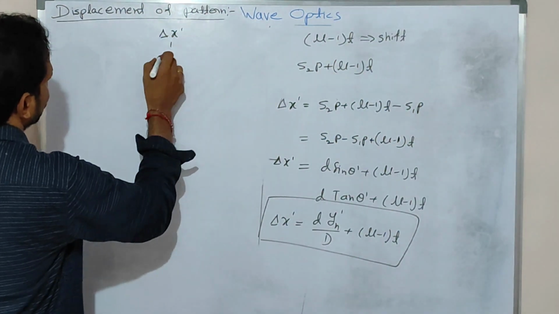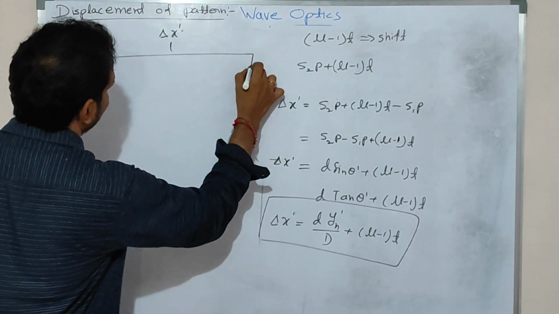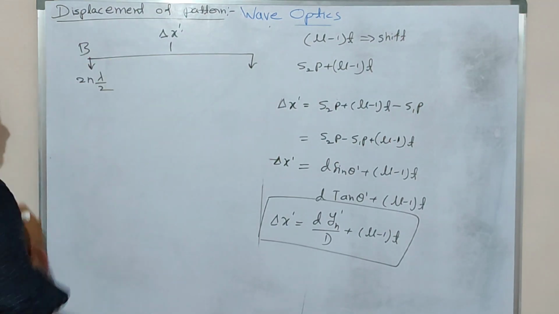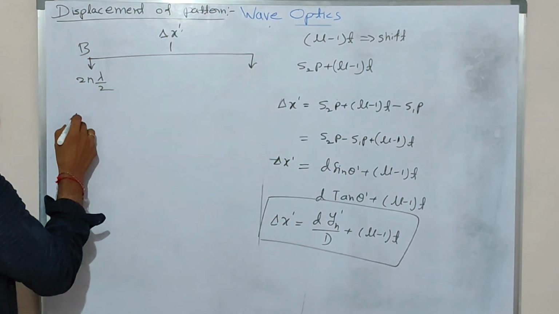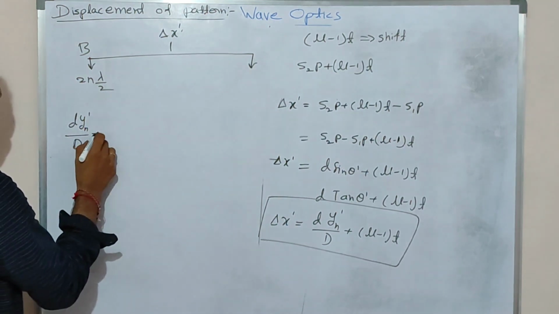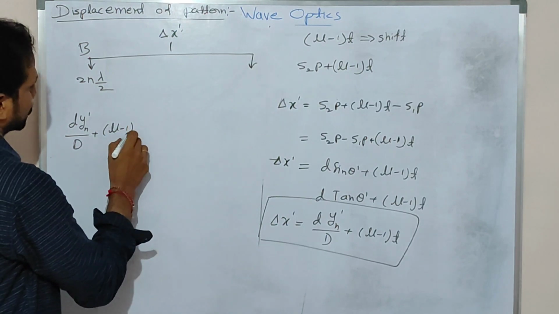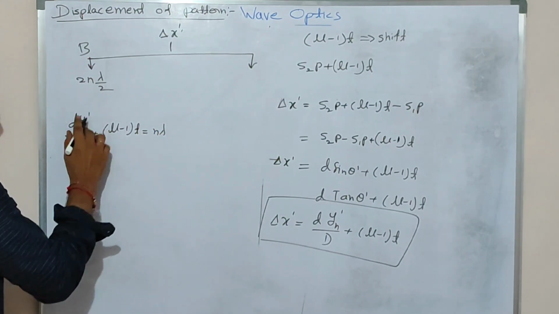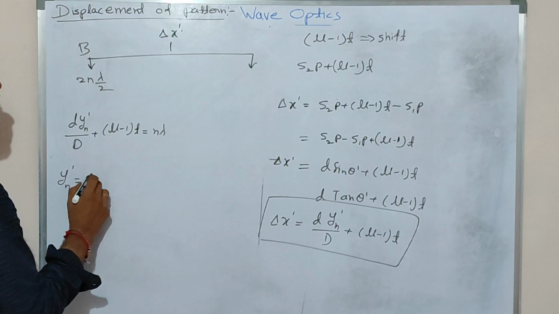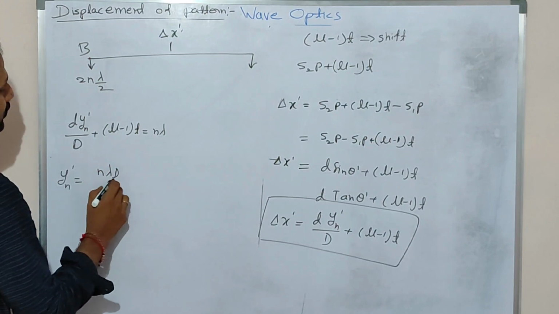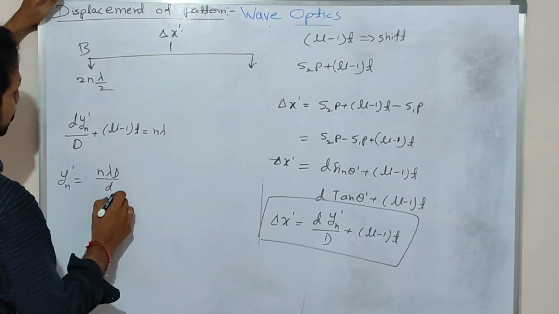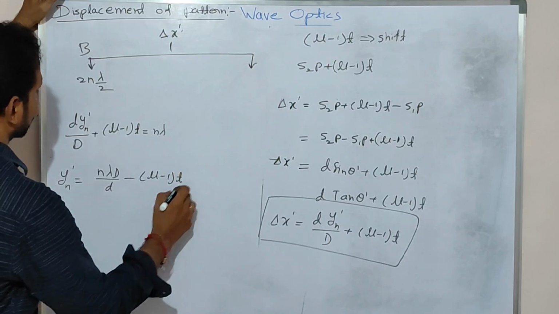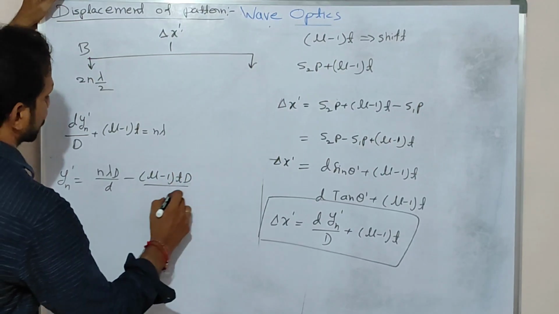So for del x prime, we can have two cases here. Even multiples of lambda by 2, that is a bright fringe. Let us equate this. d yn prime by capital D plus (mu minus 1) into t equals n lambda, I can say. Then I can solve for yn prime. yn prime equals n lambda capital D by small d, minus (mu minus 1) into thickness into capital D by small d.